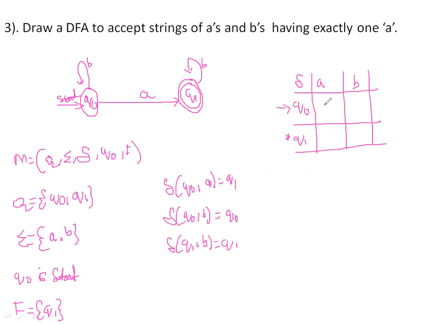Q0 on receiving A, just observe the skeleton. Don't refer to the transition function, refer to the skeleton itself. Q0 on receiving A will go to Q1. Q0 on receiving B will remain in Q0 itself. Q1 on receiving A, observe it carefully, do we have any transition? No. So just provide a dash. That states that we don't have a transition for Q1 on receiving A. Then Q1 on receiving B will remain in Q1 itself.